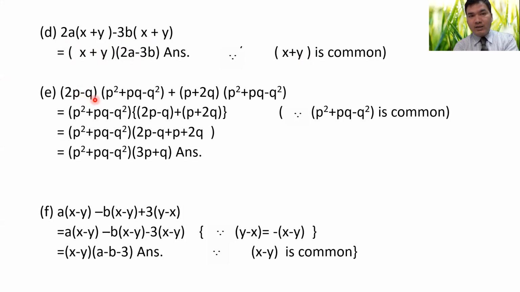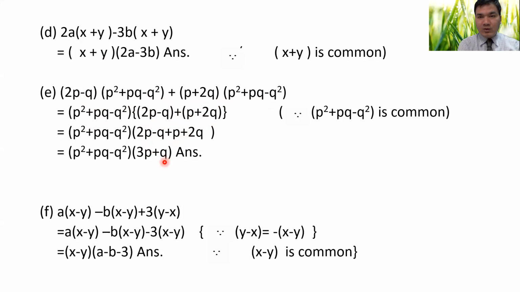Here also look, 2p minus q into p square plus pq minus q square plus p plus 2q into p square plus pq minus 2q minus q square. This is the same factor, look here, which is the same, that is taken common. Okay, this is common: p square plus pq minus q square, p square plus pq minus q square. And the other remaining ones are put in a curly bracket here. From here remaining 2p minus q in the bracket, and here plus sign, and here remaining p plus 2q. Now open the bracket because there are like terms: 2p minus q plus p plus 2q. 2p plus p is 3p, and 2q minus q is plus q. Okay, like this we have to factorize when there is a common factor.